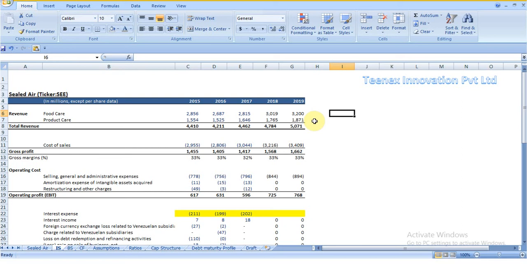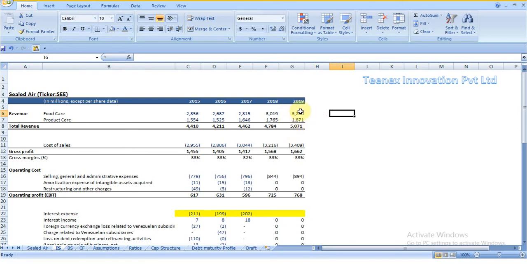So we need to do forecasting accordingly. Similarly, in a metal and mining company, we need to check the production volume of the company and the prevailing commodity prices, and what is expected in the coming period. We need to look into that, and accordingly we need to do revenue forecasting.